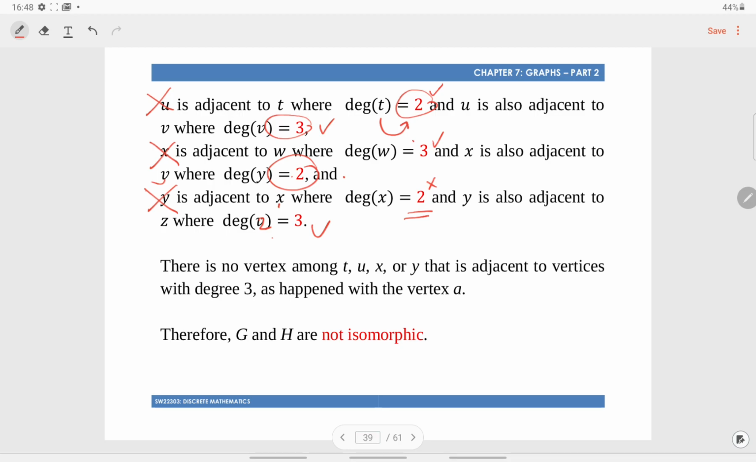So the conclusion: there is no vertex among T, U, X or Y that is adjacent to vertices with degree 3, as happened with the vertex A. That means there is no vertex in the graph H that can correspond with A. So A in the graph G cannot be mapped to any other vertex in the graph H. So our conclusion is, therefore, G and H are not isomorphic. Alright.